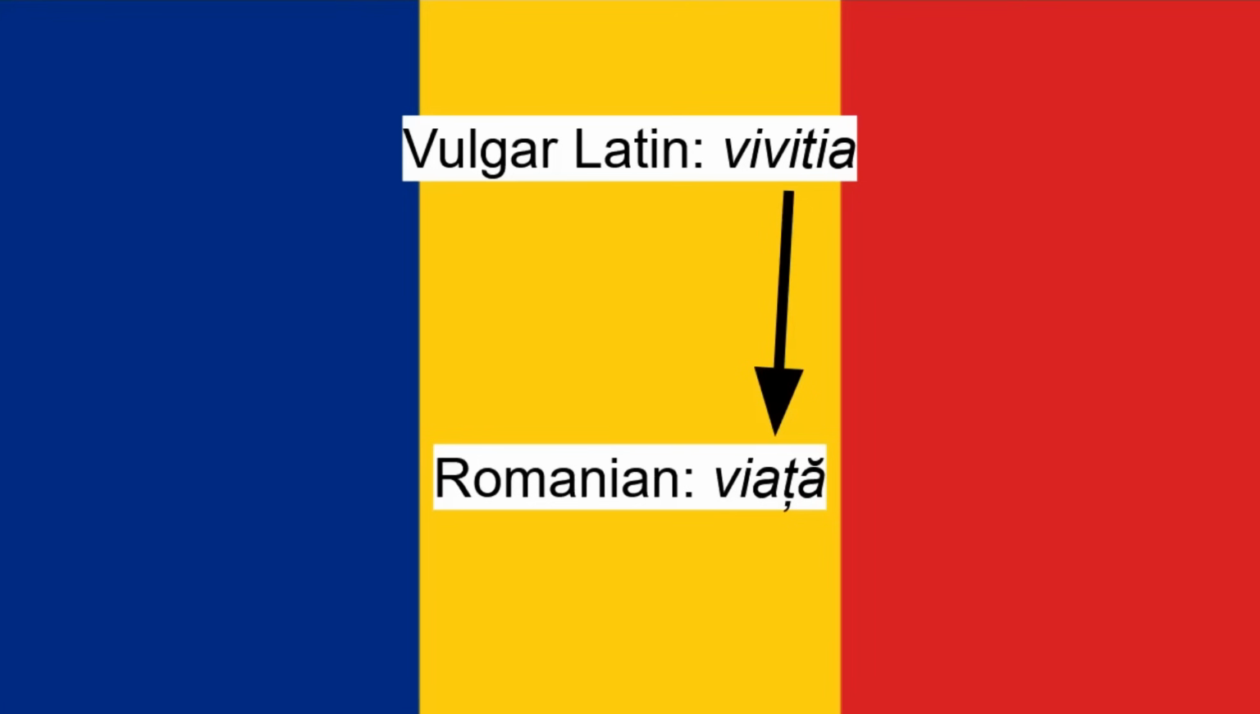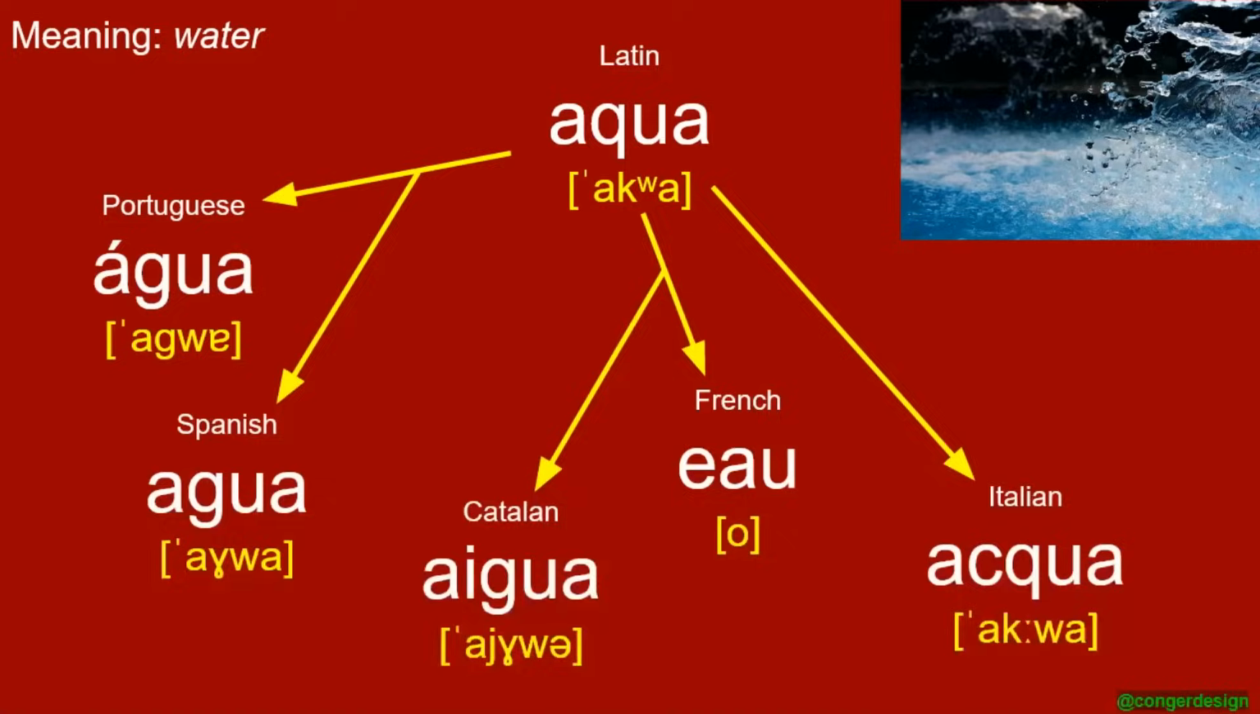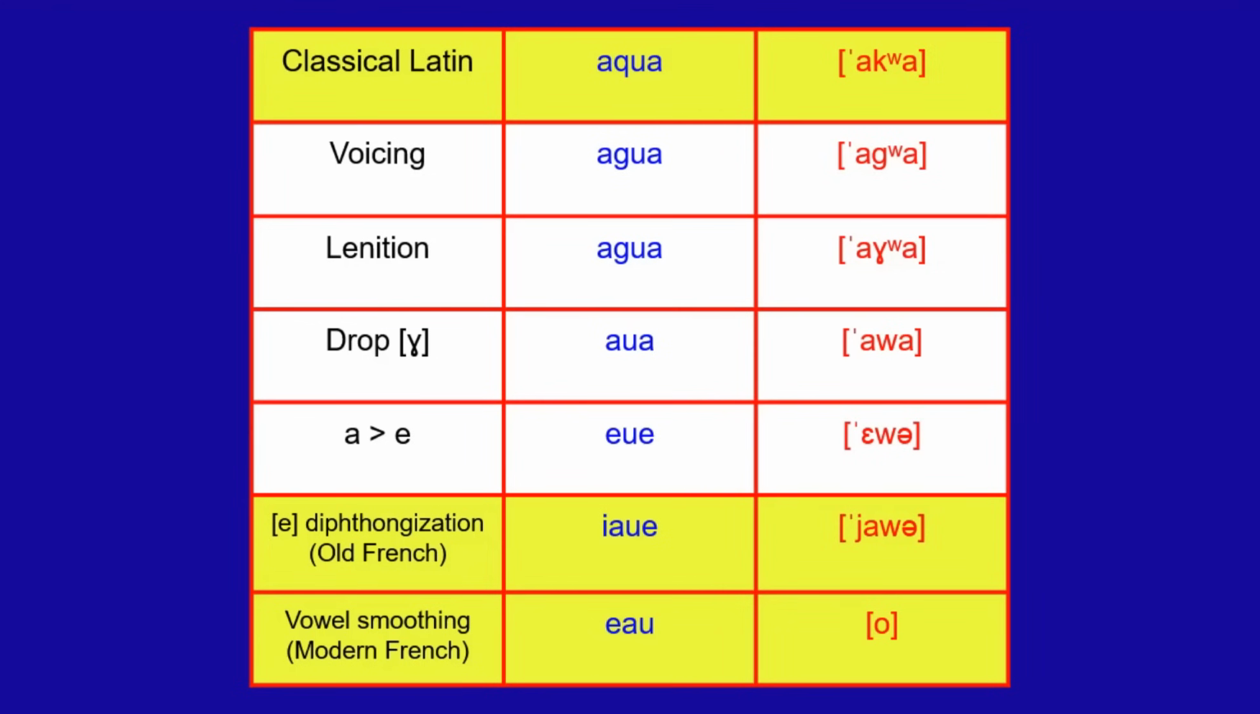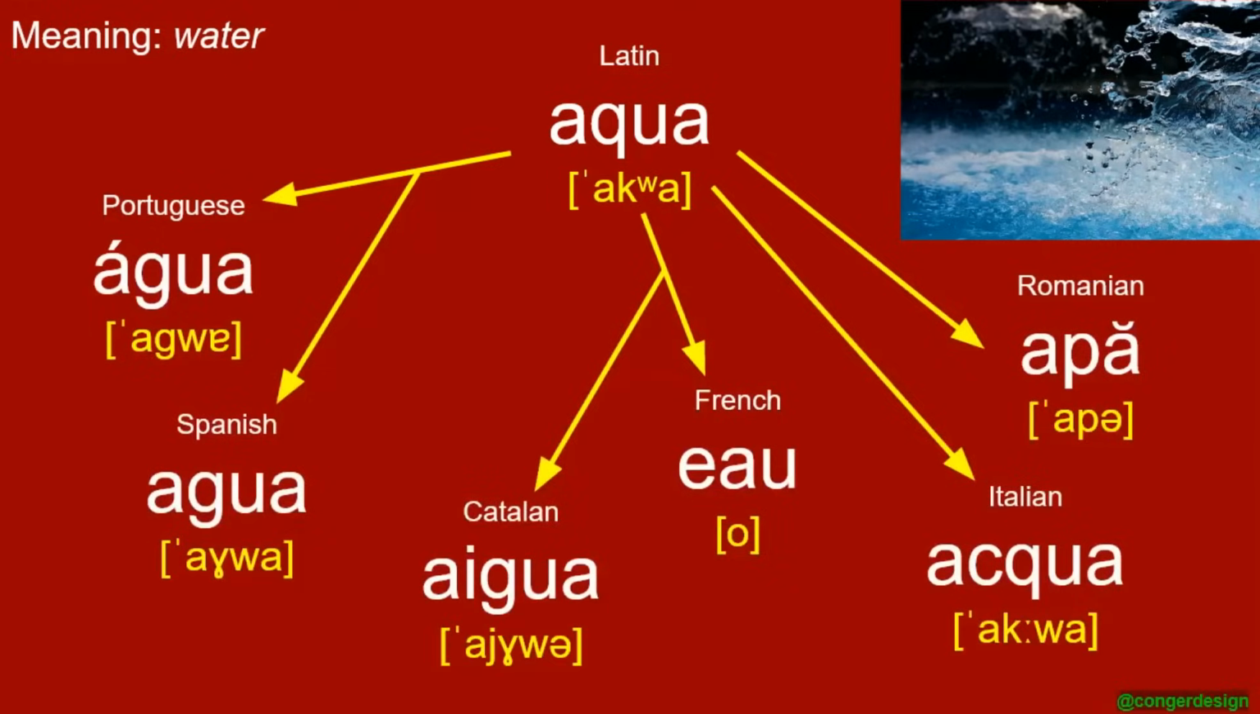It also led to Romanian viață through a different form in Vulgar Latin, and for an example with qu, there was Latin aqua, which became Italian acqua, Portuguese água, Spanish agua, Catalan aigua, and French eau, of course. Well, it was eaue in Old French, if that helps explain it. And also very naturally, it became Romanian apă.